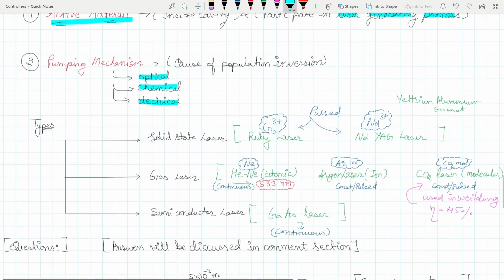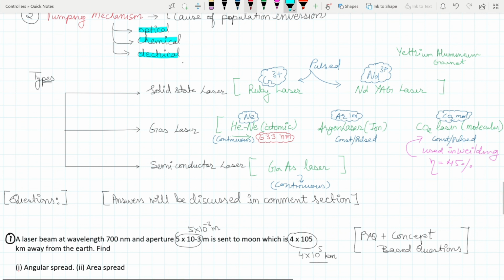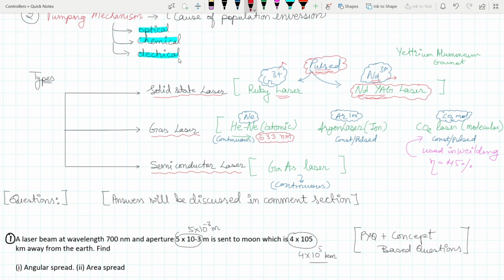Okay, so there are various types of laser. Over here I have given solid state laser, gas laser, and semiconductor laser. In solid state laser, we have ruby laser and Nd:YAG laser. Here Nd is neodymium and YAG is yttrium aluminum garnet. This laser name itself is very popular. In Nd:YAG laser, the Nd3+ ions play the major role in lasing action. In ruby laser, Cr3+ ions play the major role in lasing action. The output from these two lasers is a pulsed output. This is the point you should remember.